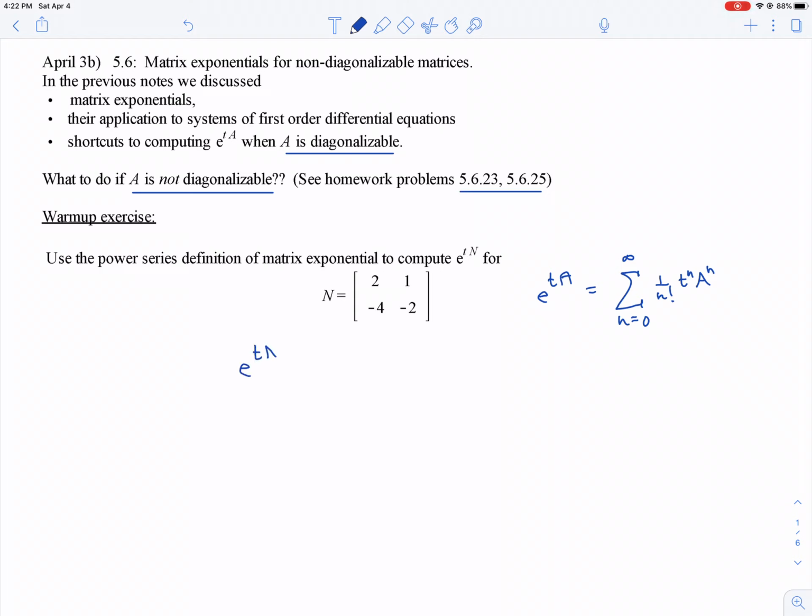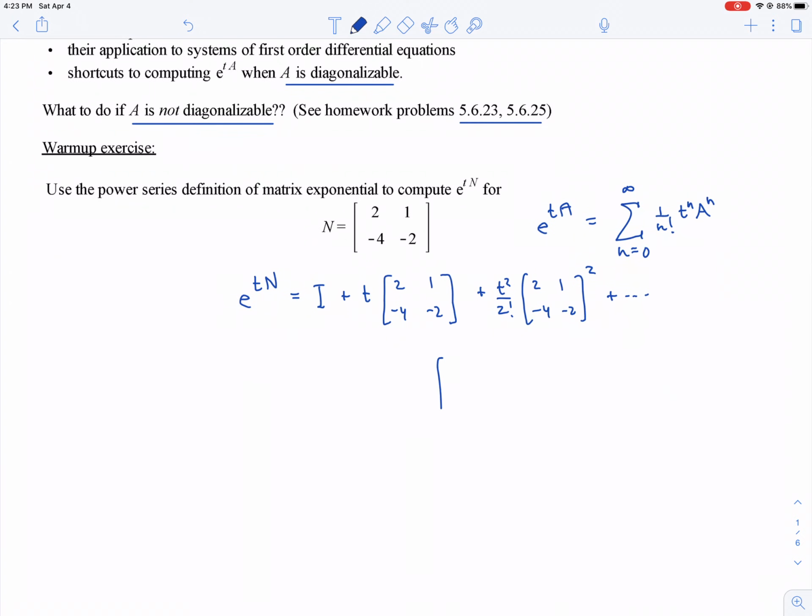e to the t capital N is the identity plus t times [2, 1; -4, -2]. And now the next term would be t squared over 2 factorial times [2, 1; -4, -2] squared, and so on. So let's just start computing powers and see if we can find a pattern. So N squared is [2, 1; -4, -2] times [2, 1; -4, -2].